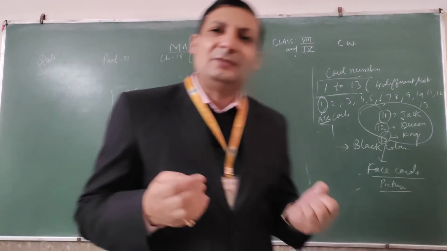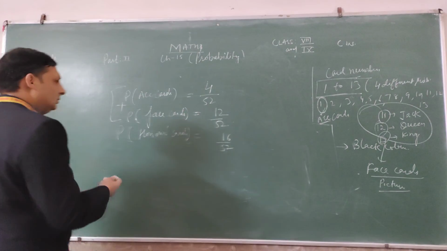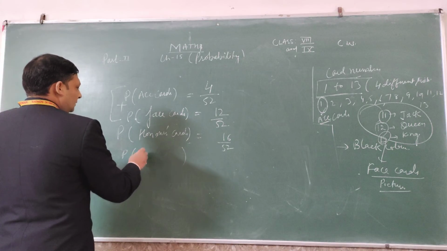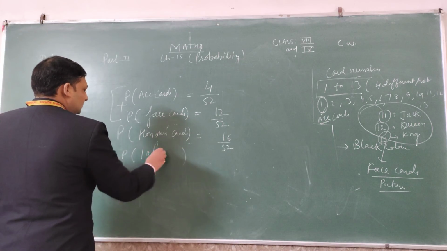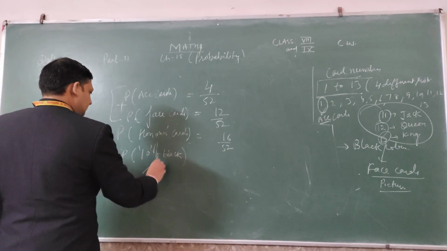We can observe, we can study from different books. Like we will take 1-2 questions more. Probability of 10 of black suit.